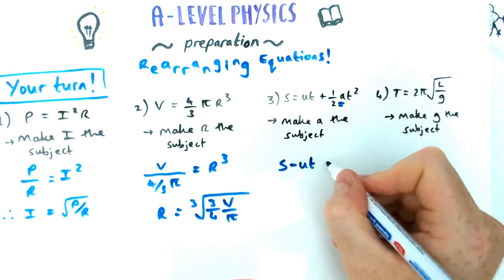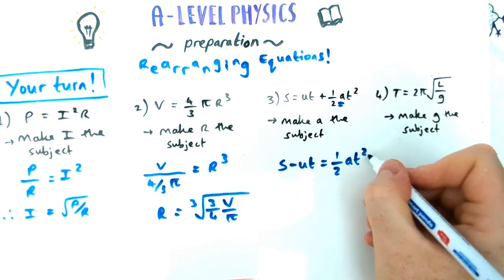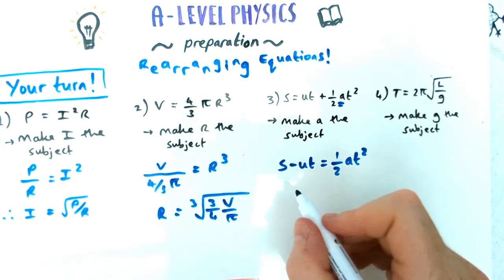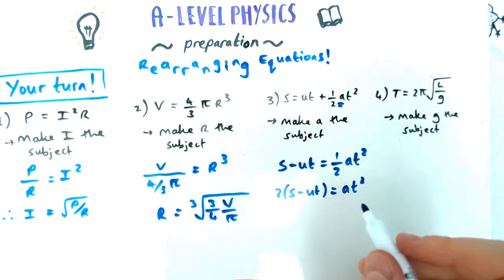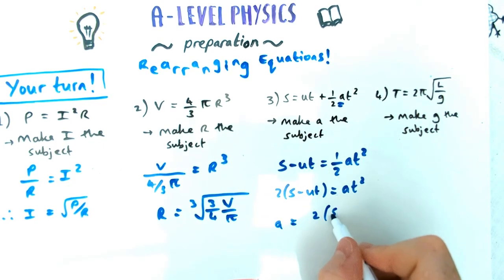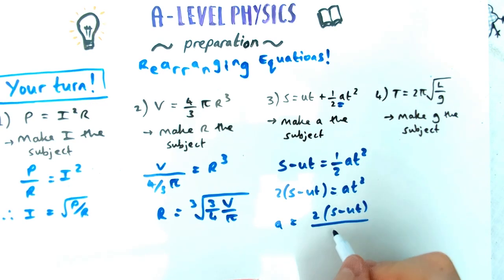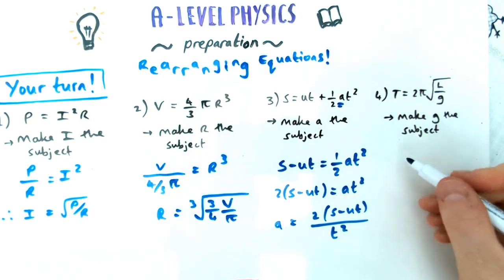Now the third one we've got to be really careful with because we've got ut plus half at squared, so the opposite of plus is to minus, so my first term is s minus ut equals half at squared. Next I'm trying to get a by itself, so divide by a half, which is the same thing as timesing by 2, then divide by t squared.